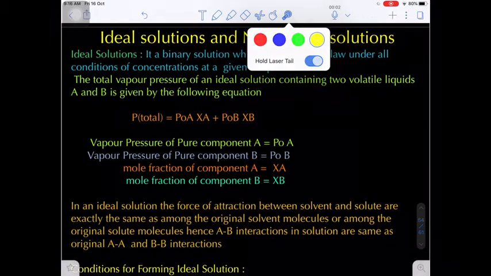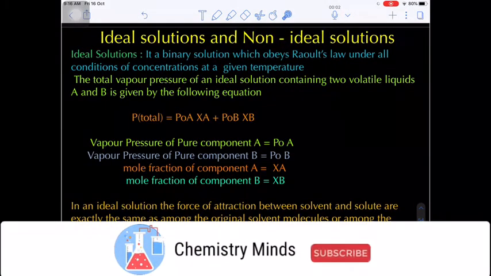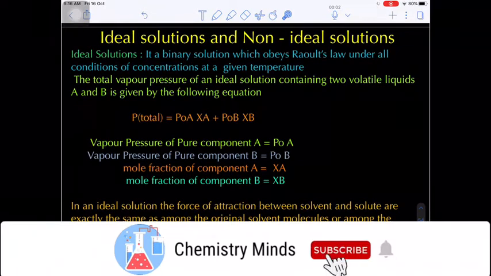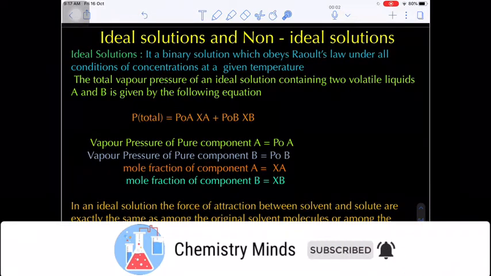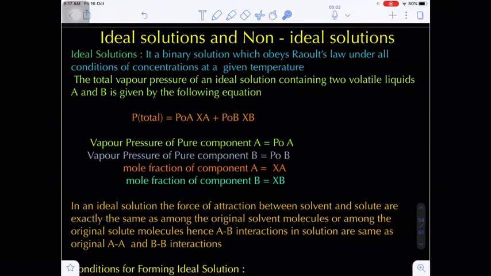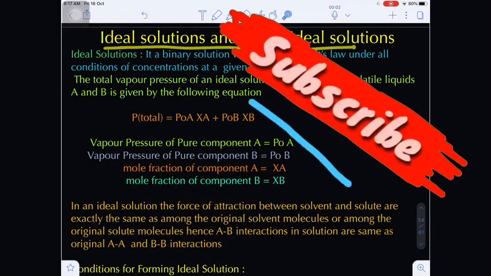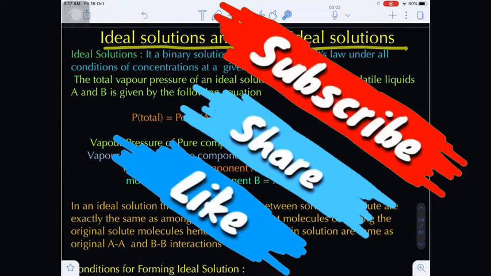Hello students, in the last class we completed the vapor pressure of a solution containing two volatile liquids and Raoult's law. Now in today's lecture we are going to discuss a very important concept called ideal solutions and non-ideal solutions.